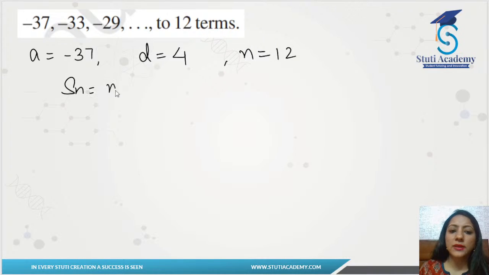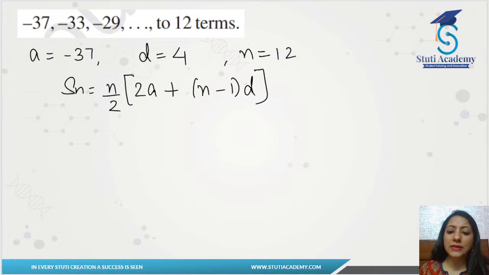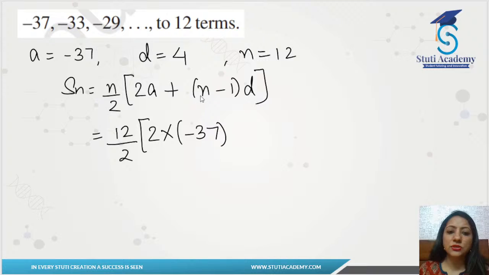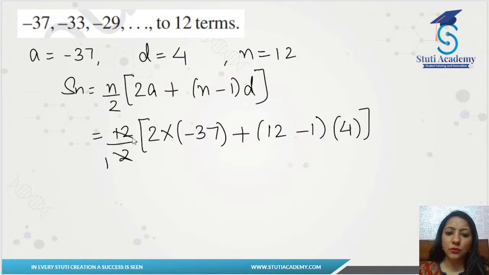We'll write the formula for Sn. That's n by 2 into 2a plus n minus 1 into d. Now in the next step, we are going to write the values of a, d and n. So n here is 12. We'll write here 12 upon 2, 2 into a. a here is minus 37. And this is how much? 12 minus 1 into d. d is 4. Now we can cancel out this 12 and 2. We are going to get here 6.